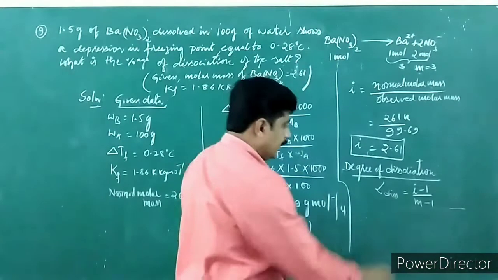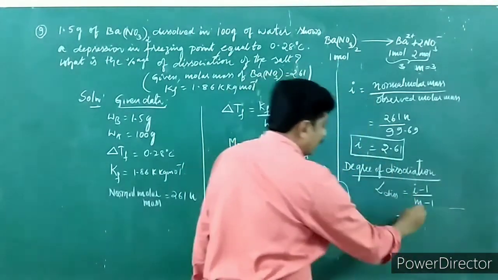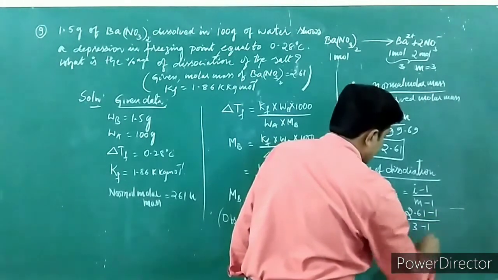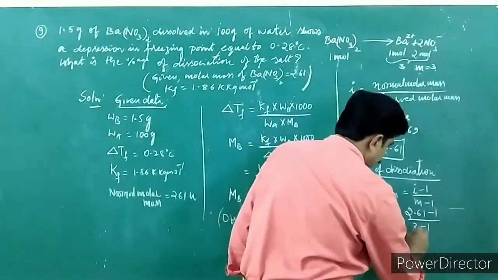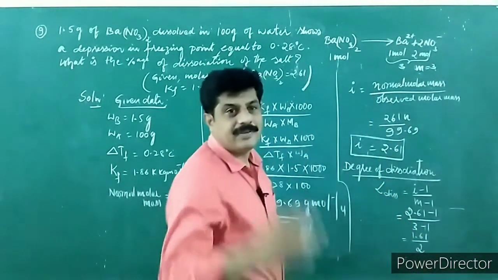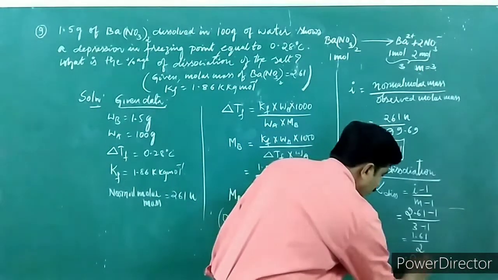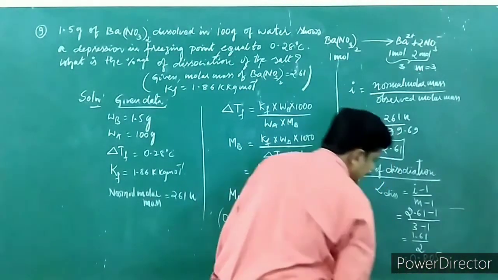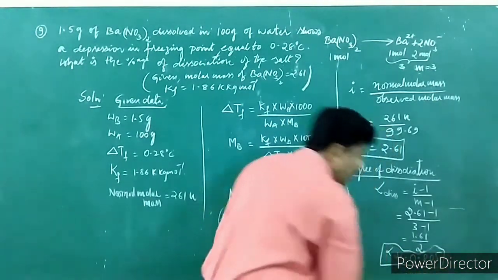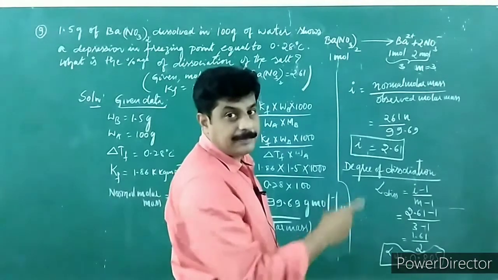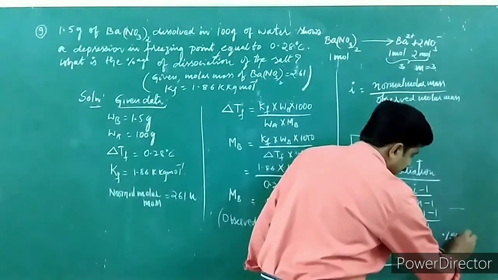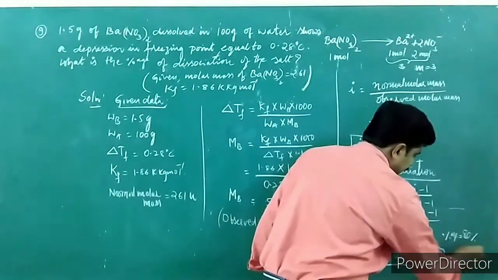Hope you got it. Now I substitute the values here. Alpha is equal to 2.61 minus 1 upon 3 minus 1, that is equal to 1.61 upon 2. Children, if you simplify that, you are going to get 0.805. This is alpha, the degree of dissociation. Now if you want to put that in percentage, you have to multiply by 100, then you are going to get the percentage of dissociation equal to 80%.